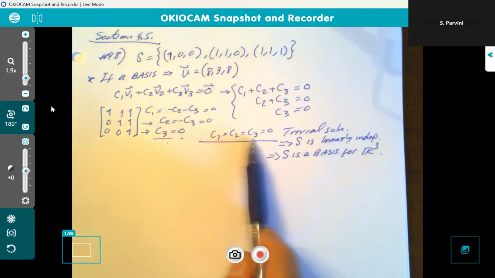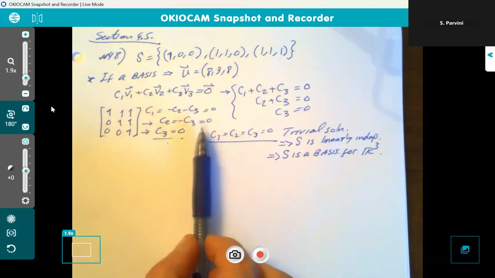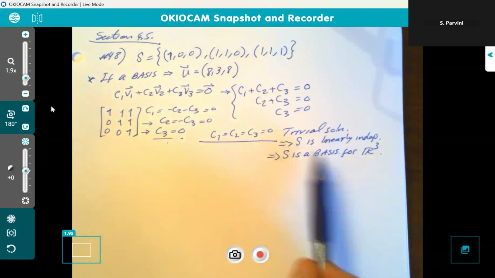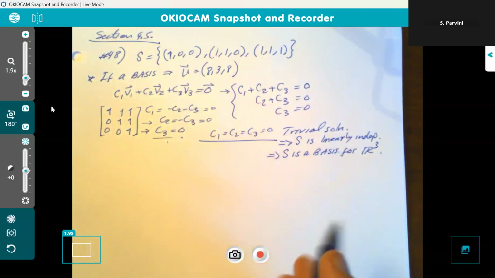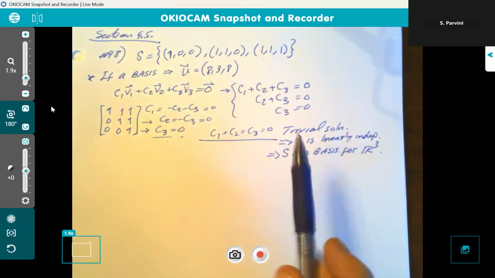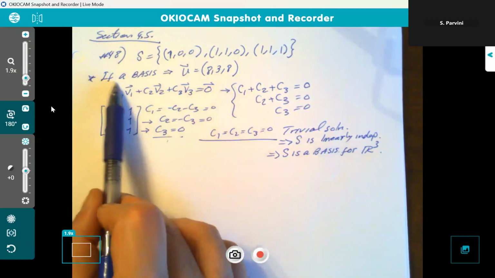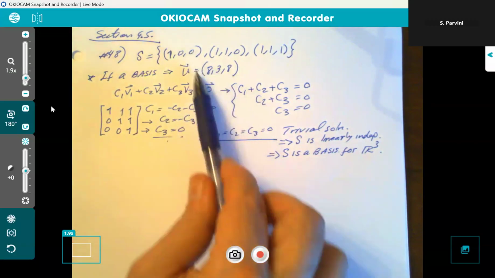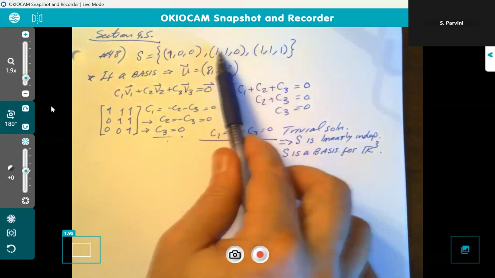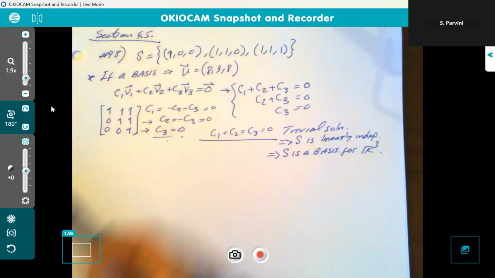And that's what this means, because they're linearly independent again. Now, let's do the second part. This was the first part. The question said, if it is a basis, then let's do it. You just said every vector can be written as a linear combination of these three. Let's see if it works for this one.